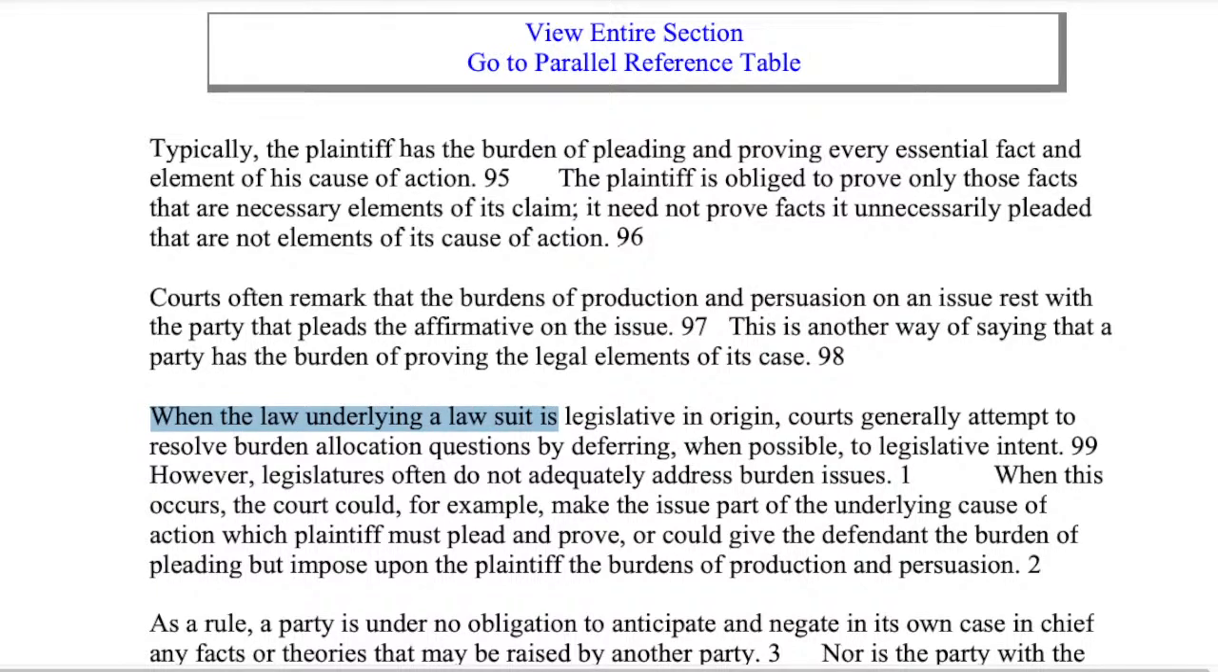When the law underlying a lawsuit is legislative in origin, so legislative pertaining generally, not necessarily specifically to the conditions or situation or the parties specifically, I believe, is what this is referring to. When the law underlying a lawsuit is legislative in origin, courts generally attempt to resolve burden allocation requests by deferring, when possible, to legislative intent. However, legislators often do not adequately address burden issues. True, when this occurs, the court could, for example, make the issue part of the underlying cause of action which plaintiff must plead and prove, or could give the defendant the burden of pleading but impose upon the plaintiff the burdens of production and persuasion.